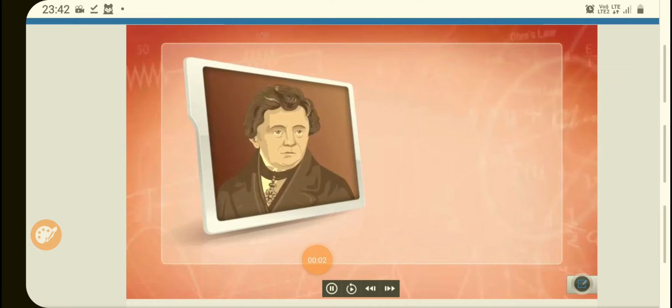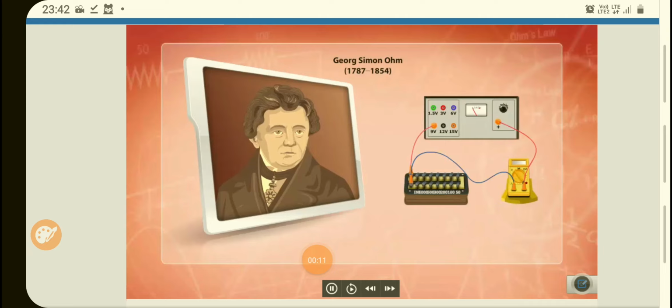A famous physicist by the name of G.S. Ohm discovered the relationship between current, voltage, and resistance. He formulated a law that came to be known as Ohm's law. In this animation, we will verify Ohm's law experimentally.